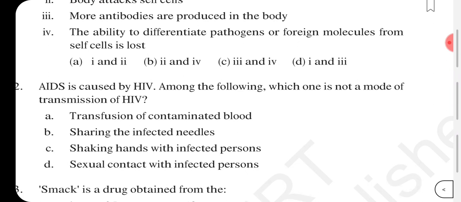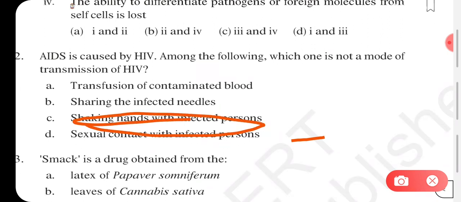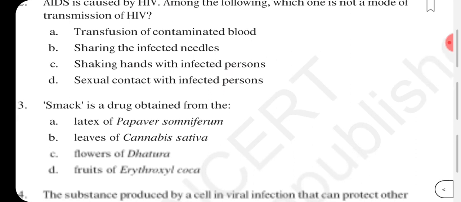AIDS is caused by HIV. Among the following, which one is not a mode of transmission of HIV? Transfusion of contaminated blood, sharing the infected needles, shaking hands with infected person, sexual contact with the infected person. So here the answer will be shaking hands with infected person is not going to cause HIV. Okay, the rest all, like transmission of contaminated blood, sharing infected needles and sexual contact with the infected person, will cause HIV.